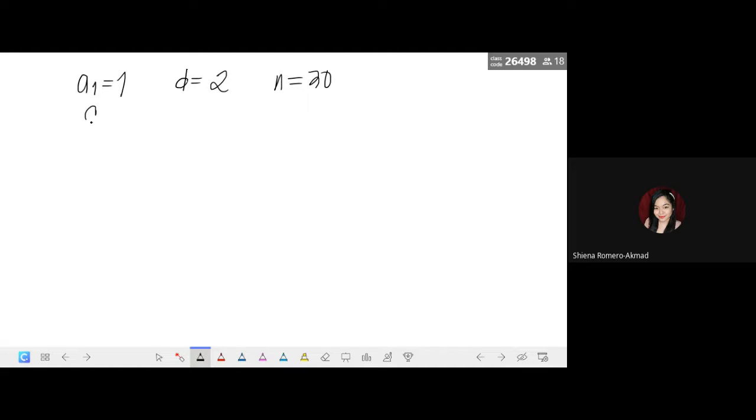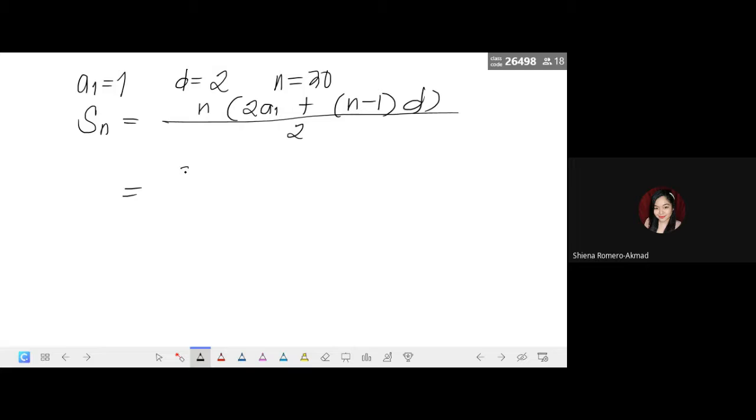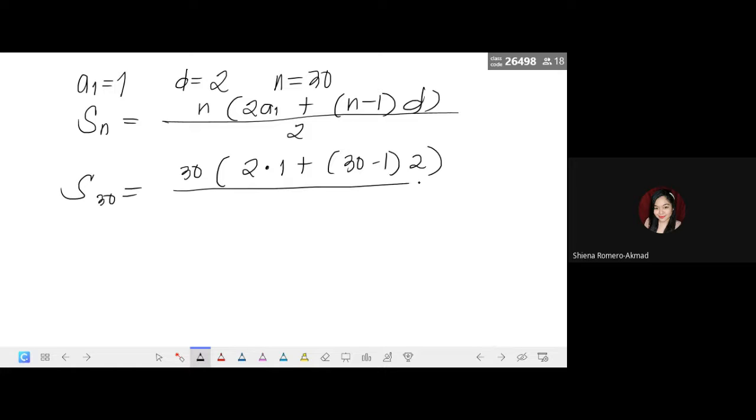Gamitin natin yung formula. S sub n is equal to n times 2 a sub 1 plus n minus 1 times d divided by 2. Substitute lang natin. We'll have 30 times 2 multiplied by the first term plus n, which is 30, minus 1 times the difference, which is 2, divided by 2. So, simplify muna natin yung mga nasa loob. 2 times 1, of course, that's 2. 30 minus 1 is 29.